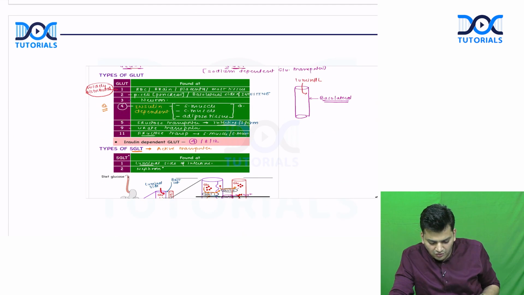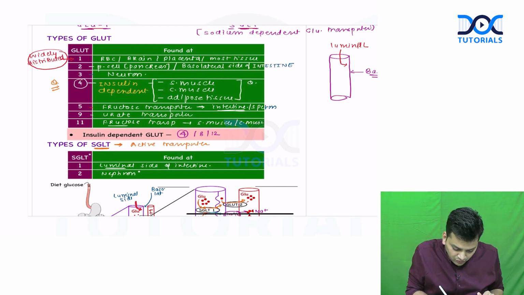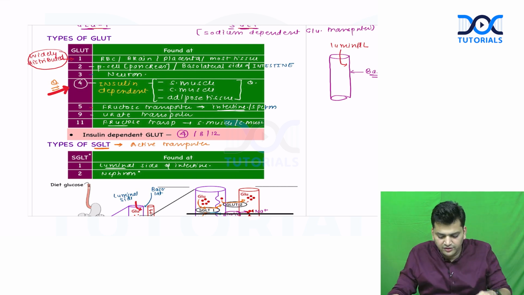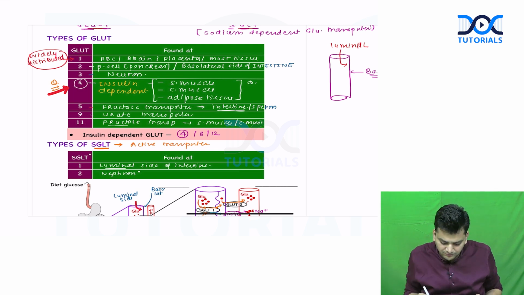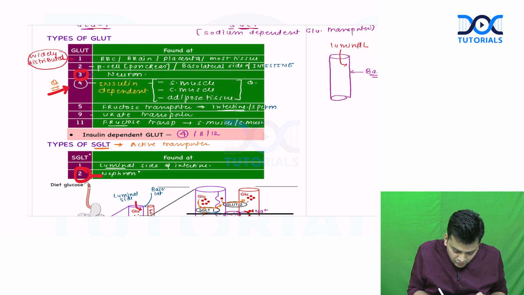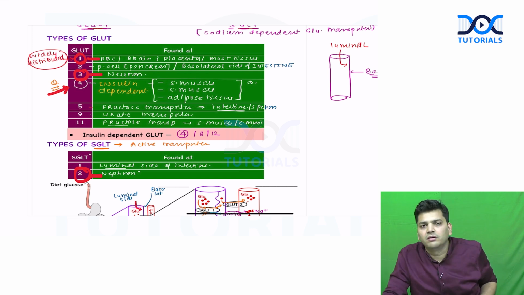Here is the table from your notes. The GLUT 4 is going to be the insulin dependent. It is found at 3 places: skeletal muscle, cardiac muscle and adipose tissue. In the nephron, we have the SGLT2. In the neurons, we have the GLUT3, and in the RBC, we have the GLUT1.